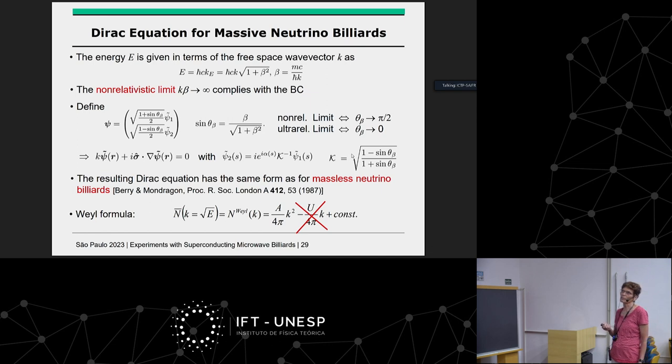So this is Berry and Mondragon, they gave a prescription of how to compute the eigenvalues. And so I could extend their boundary integral method to the massive case, and this I will talk about tomorrow. And also, you can derive a Weyl formula, an analog to the one for a quantum billiard. The only difference is that now this term here is missing, so you have just an area term for the Weyl formula.